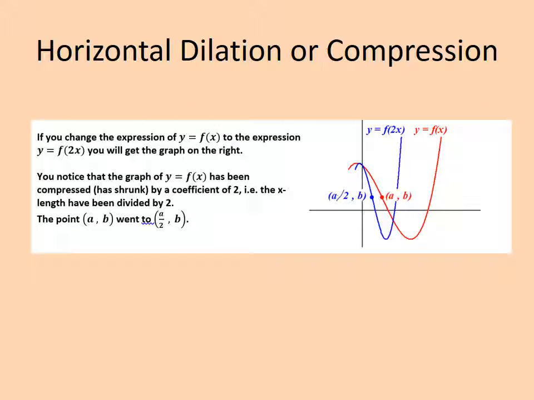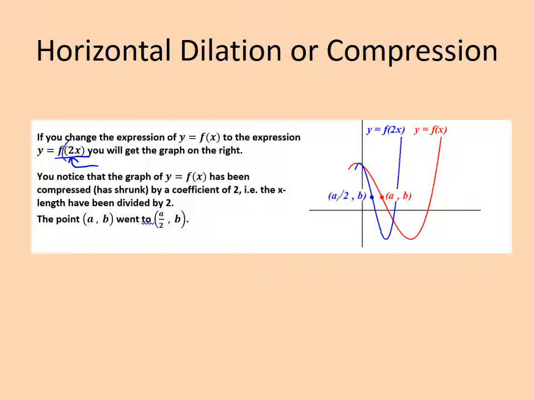We just talked about horizontal translations. Now we're going to talk about horizontal dilations or compressions. Dilation is when our graph gets bigger, and compression is when our graph gets smaller. Both of these are done horizontally, and the horizontal dilation or compression, just like the horizontal translation, is opposite of what you think. So if you have a 2x inside the function, that means it's a horizontal dilation or compression because it's inside the function.